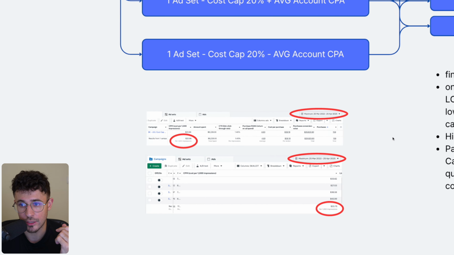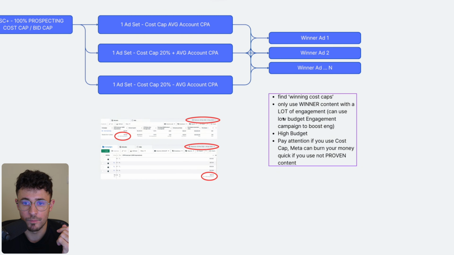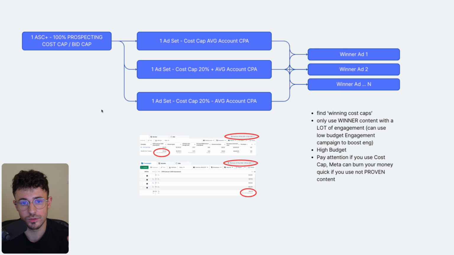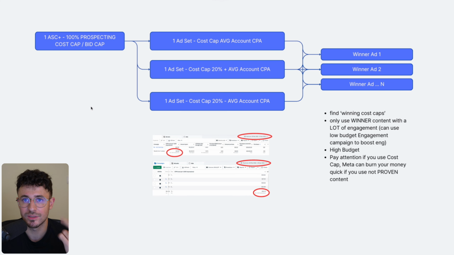So yeah, this is actually very important, and your goal here is to find the winning cost cap. So you need to test and see what the winning cost cap is, and ideally what you want to have at one point is to turn off all the ads, keep only one ad with the best cost cap, and keep scaling it, so you keep increasing the budget.